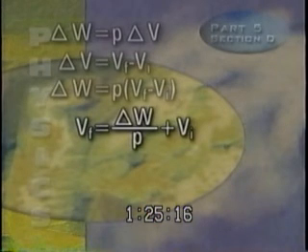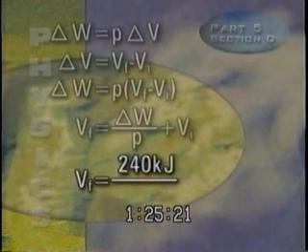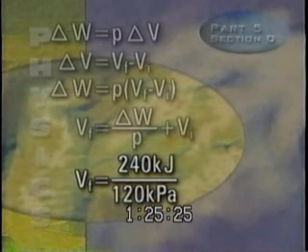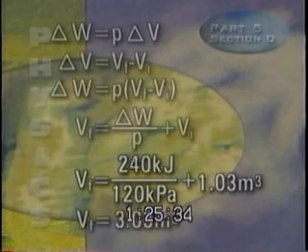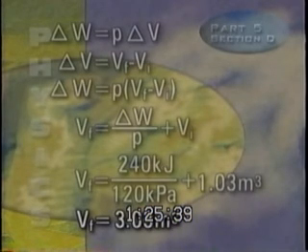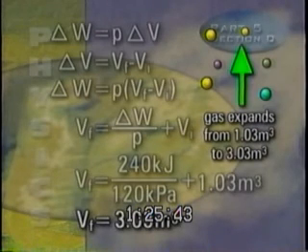Filling in what we've been given, V sub F, the amount of work done by the steam, equals 240 kilojoules, divided by the constant pressure of the steam, 120 kilopascals, plus the initial volume of the steam, 1.03 meters cubed. Work that out and we find that the final volume of the steam is 3.03 meters cubed. See how that worked? To do its 240 kilojoules worth of work on the piston, the steam expanded from a volume of 1.03 meters cubed to a volume of 3.03 meters cubed.